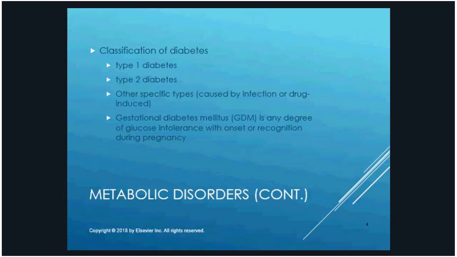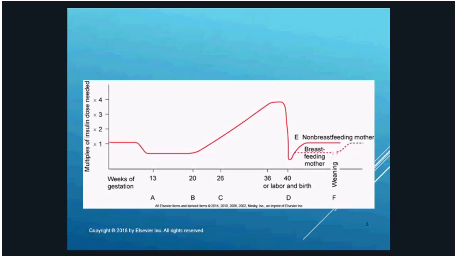Classifications are type 1 or type 2, and there are other specific types caused by infection or drug-induced. GDM, or gestational diabetes, is any degree of glucose intolerance with an onset or recognition that happens during pregnancy. This is showing you the difference in the need for insulin starting at 13 weeks, where up to 20 weeks it's much less, and from 20 weeks on it increases until after the mother delivers.